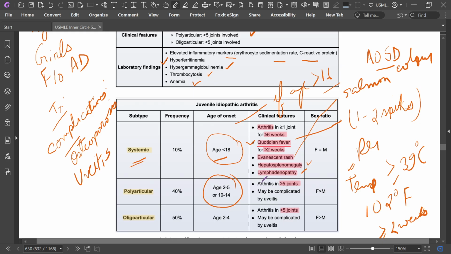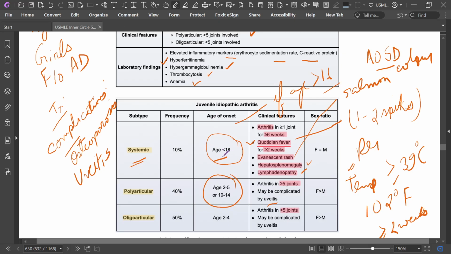Arthritis in more than 5 joints may be complicated with uveitis. Polyarticular and oligoarticular arthritis may be complicated with uveitis. Polyarticular is more than 5 joints. Oligoarticular is arthritis in less than 5 joints.